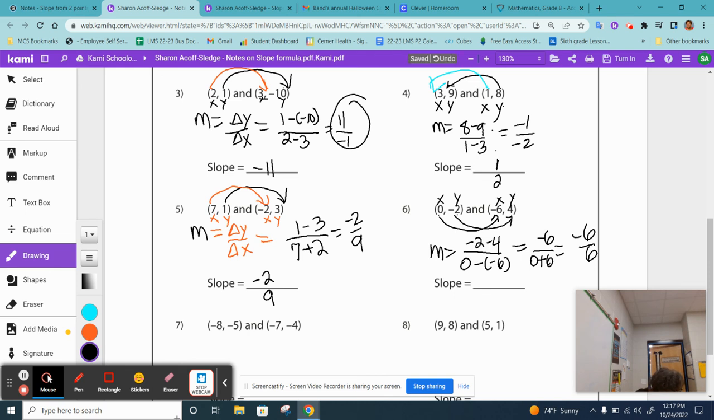What is this, y'all? Negative 1. Because 6 divided by 6 is 1.